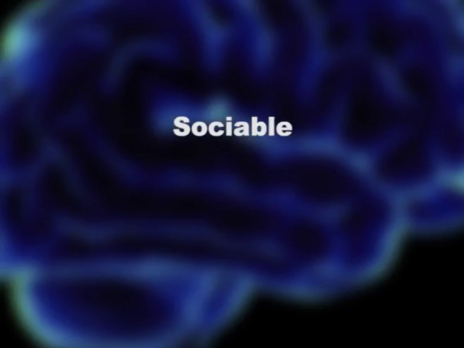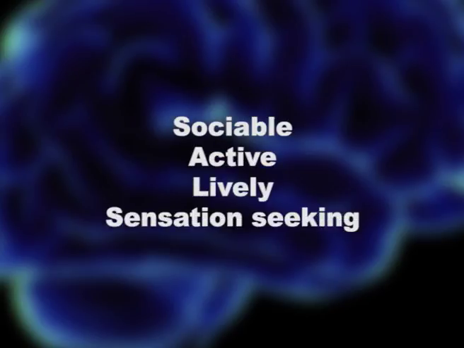People with high E scores are sociable, active, lively and sensation seeking. E is determined by the overall level of arousal in the person's CNS and ANS. High E scorers have a low level of arousal and therefore need more stimulation from their environment.